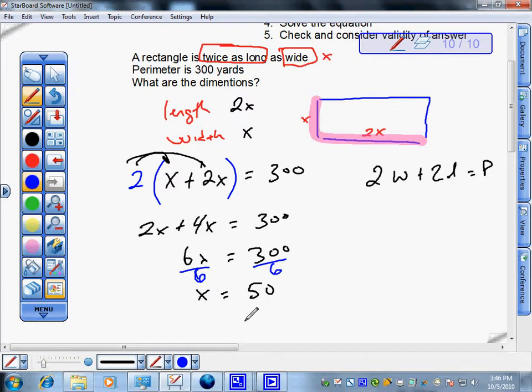Once again, we need to go back and ask what the original statement was. Well, that x is going to be my width. If the width is 50, that means the length has to be 100, because it would be twice as long. We can check ourselves: if this was 100 and this is 100 and this is 50 and this is 50, do I get a perimeter of 300? The 50 and the 50 make 100, plus the other 200 makes a total of 300 for the perimeter. So it does check out.